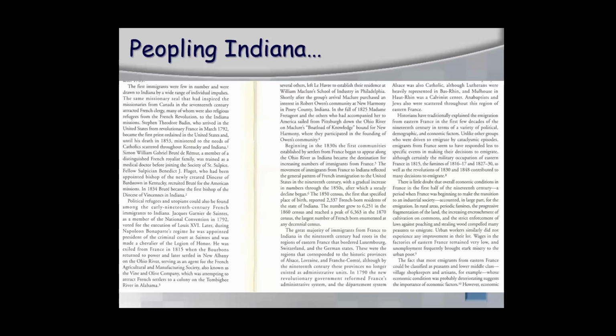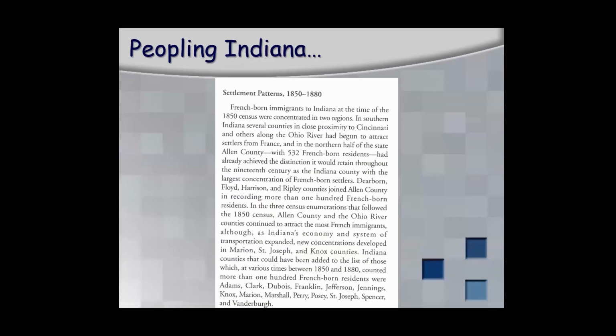Looking at the text block, really examining it, you can get so many research leads. It's pretty incredible. Settlement patterns of French in Indiana, 1850 to 1880. They tell you these are the counties: Dearborn, Floyd, Harrison, Ripley, and Allen County. Those are the counties in mid-19th century where the French were living.